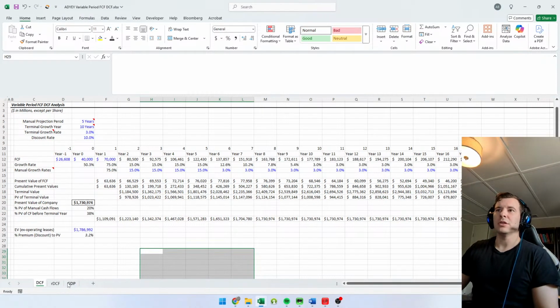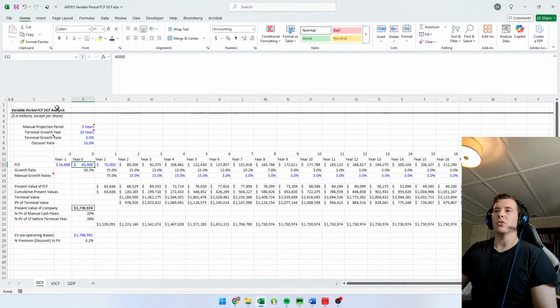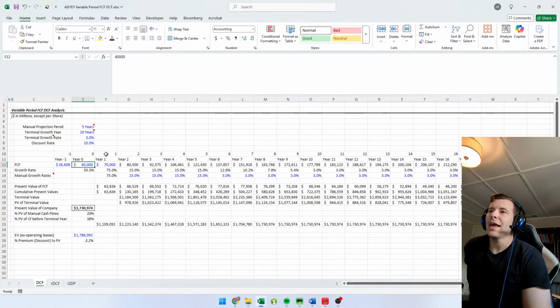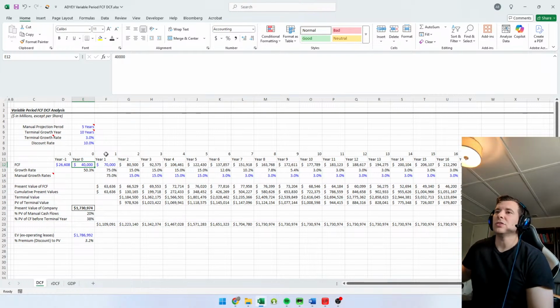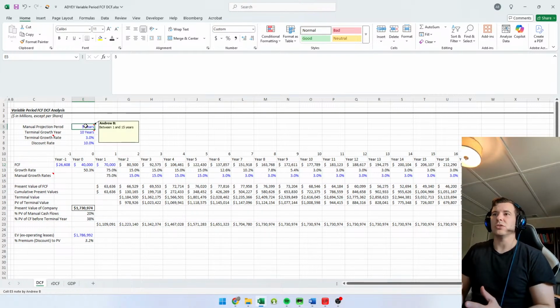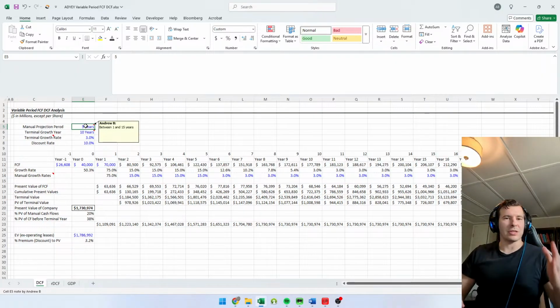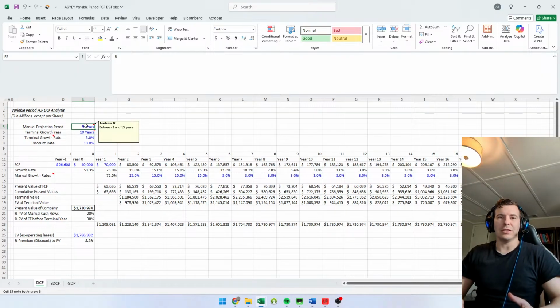I'm going to upload this entire spreadsheet. This is just a variable period, normal discounted cash flow. And I like this because it lets you decide how many years you want to manually project free cash flows. The industry standard is about 5 years of manual projections, and then it linearly declines. Say you have things growing 10% every year, and then you want it to linearly decline to 2% or 1% or 0% over the next 5 years.